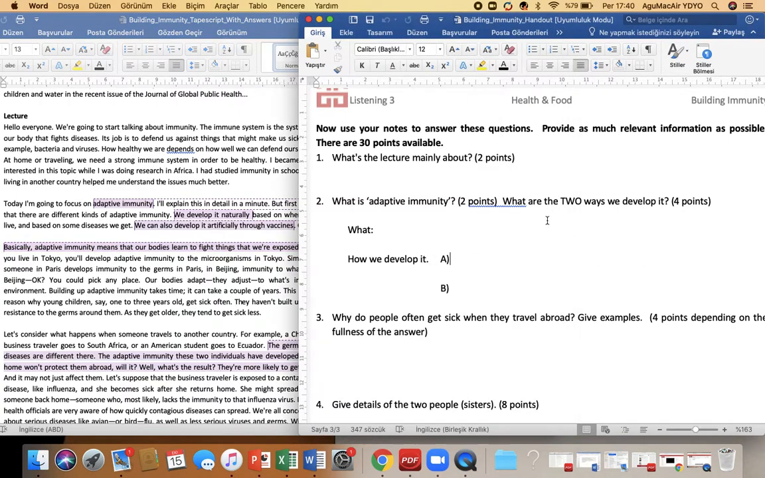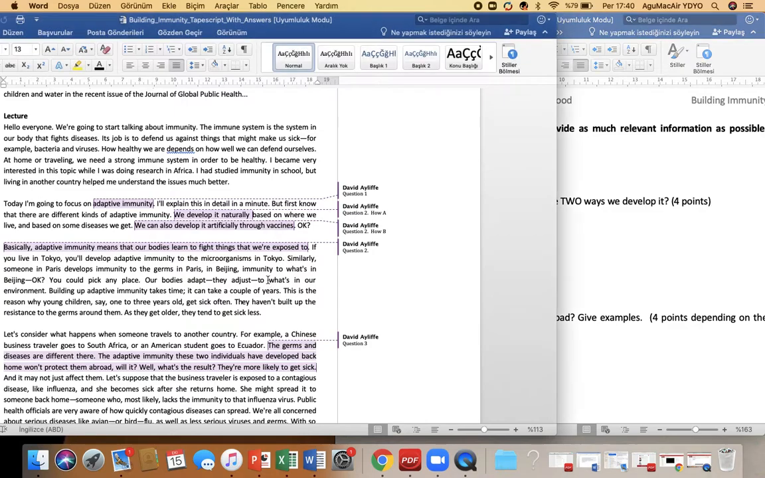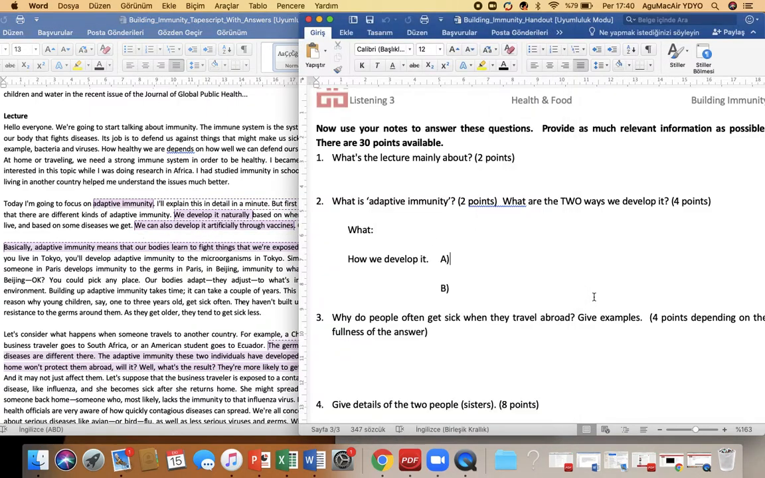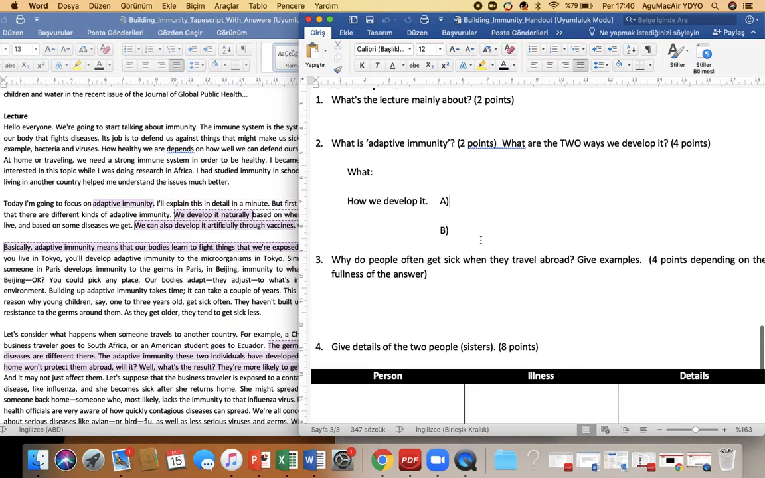And what are the two ways? So how do we develop it? The first one is we develop it naturally. And the second one is we can also develop it artificially through vaccines. So if you give these answers, you get 4 points from this, 2 points from this.